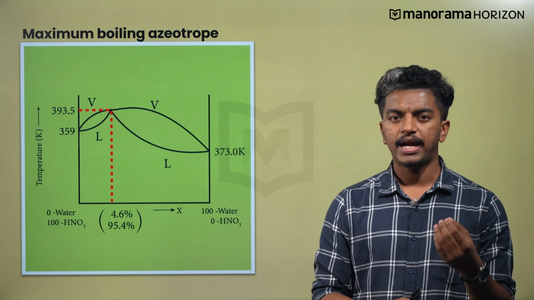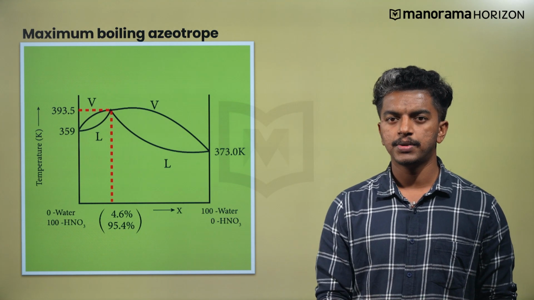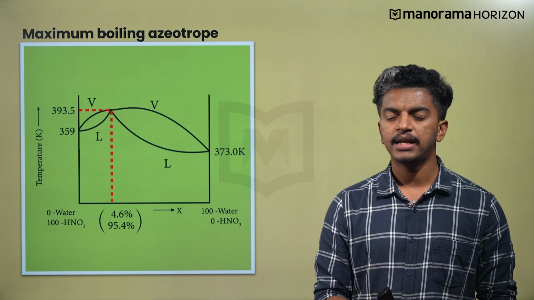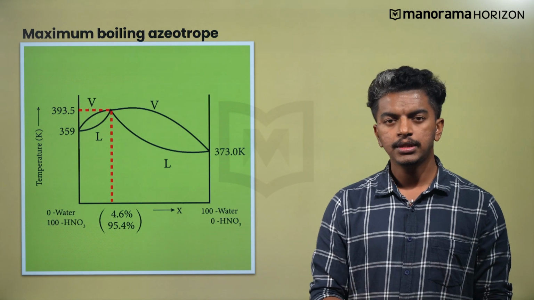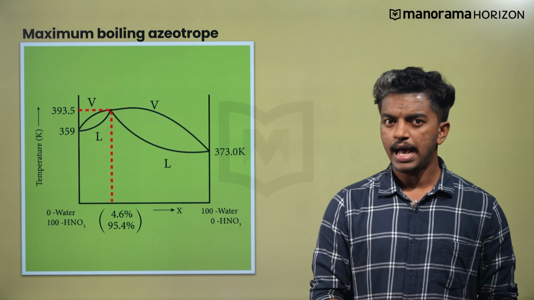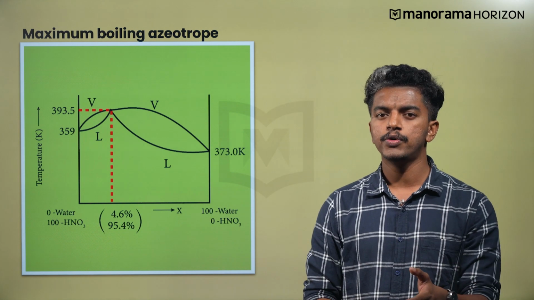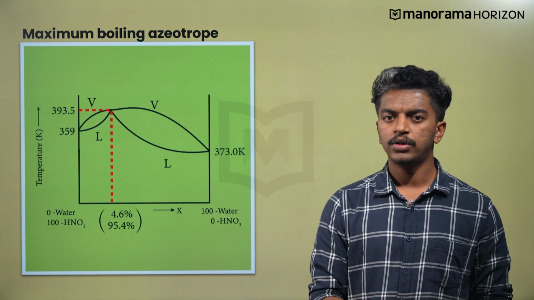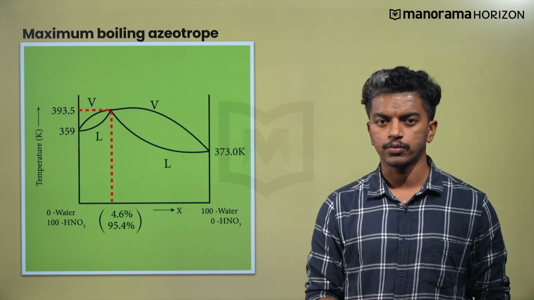Similarly, a mixture of nitric acid and water at an approximate composition, 68% nitric acid and 32% water by mass, has a boiling point of 393.5 Kelvin. At this composition, the vapor pressure of the solution will be minimum. Therefore, this is an example of maximum boiling azeotrope.